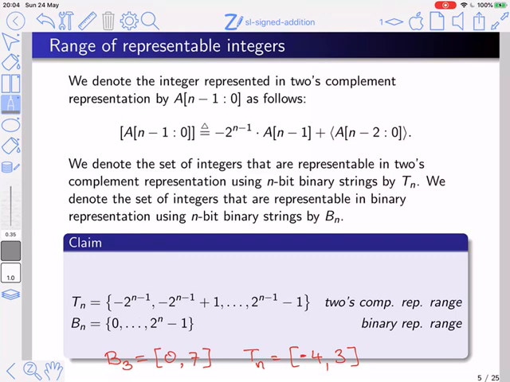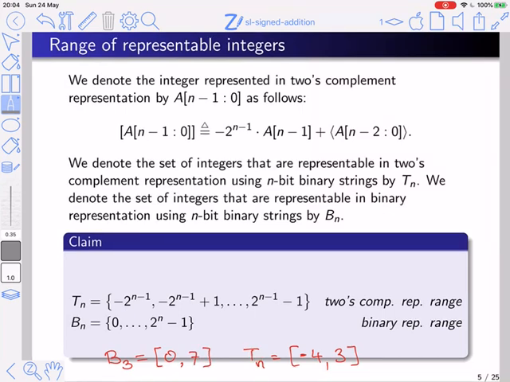So this is the largest number that is representable in 2's complement representation using n bits, and this is the smallest number. So for example, for n equals 3, B3 is the interval from 0 to 7, and T3 is from minus 4 to 3, as we already saw.